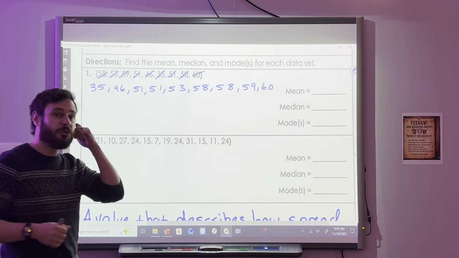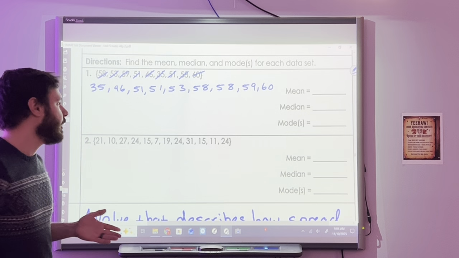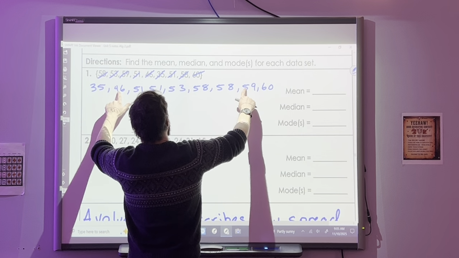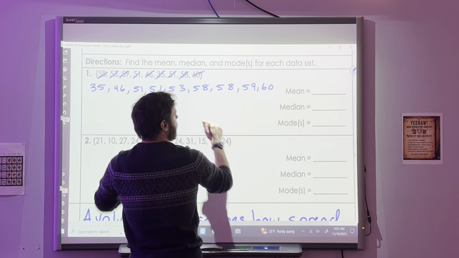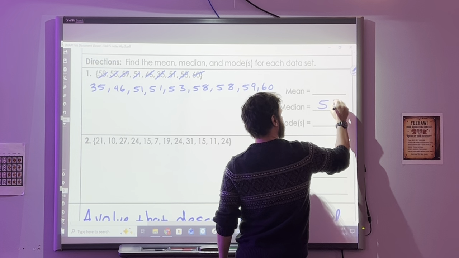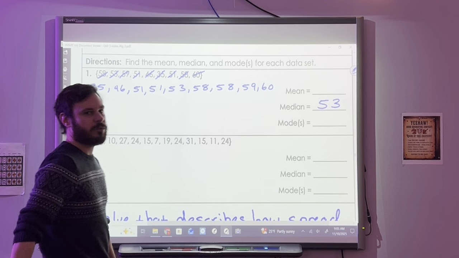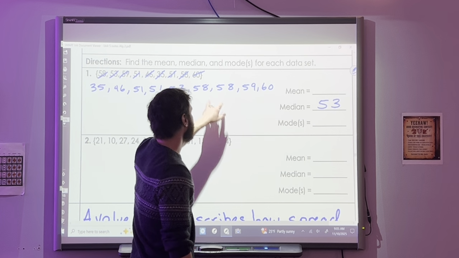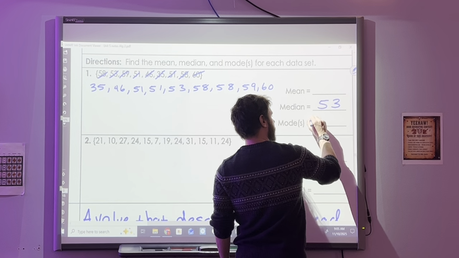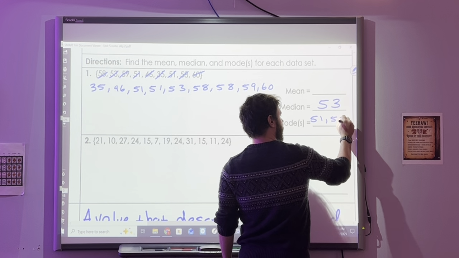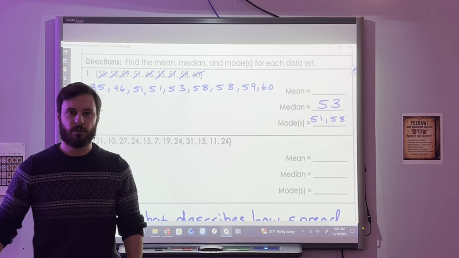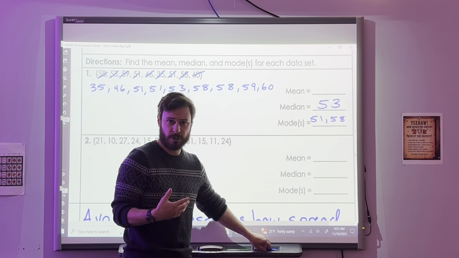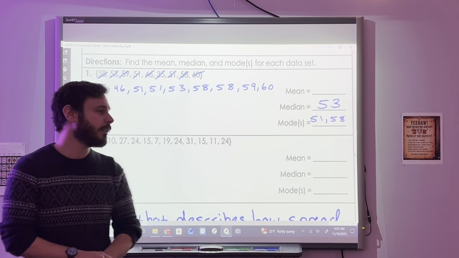Okay, that is useful because now I can find the middle value. I can just count inwards. Which one's in the middle? 53. And which number appears the most? Well, I had 2 51s and I had 2 58s. It's okay if you have 2 modes. It's simply just what shows up the most. If 2 things tie, well then they tie.